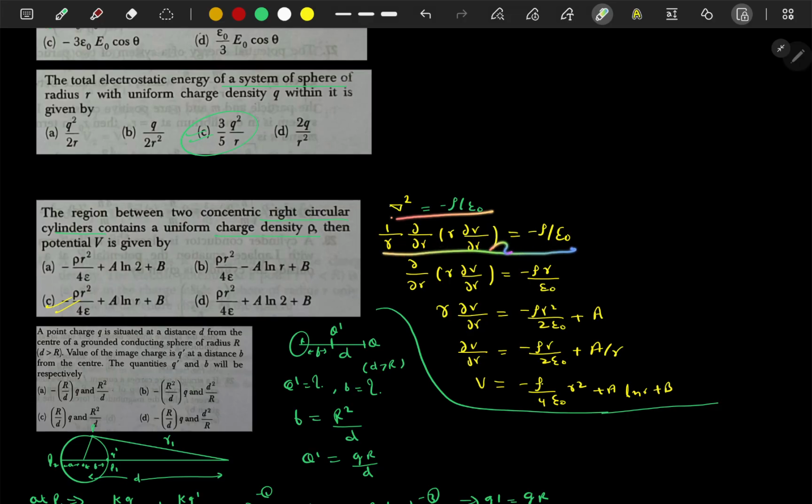1 upon r del by del r of r square del v upon del r equals minus rho upon epsilon naught. So when you solve this, this will go to the side, and when you integrate this it will be minus rho r square upon 2 epsilon naught plus a, and when you divide it by r, minus rho r upon 2 epsilon naught plus a by r. So integrating, minus rho upon 2 epsilon naught r square plus a log r plus b.